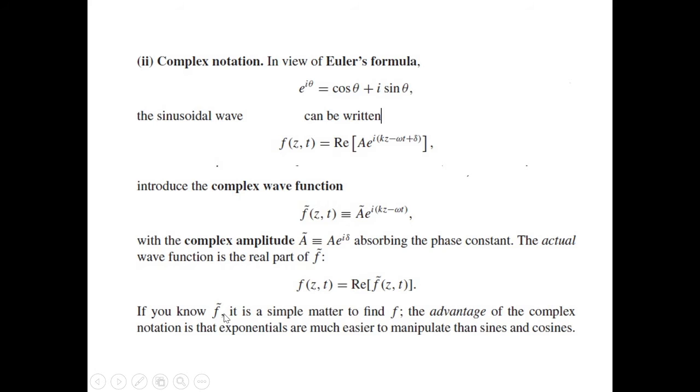If you know f complex, it is a simple matter to find f. The advantage of the complex notation is that exponentials are much easier to manipulate than sine and cosine. This is the only advantage of using complex notation. We are using Euler's formula, e raised to i theta equals cos theta plus i sin theta, and substituting this into the previous wave equation.